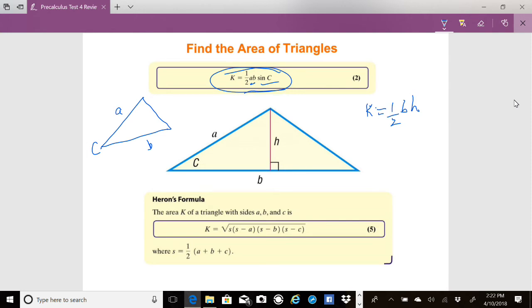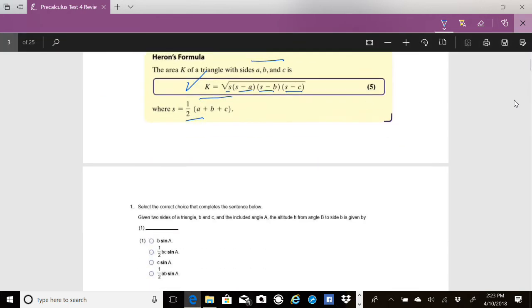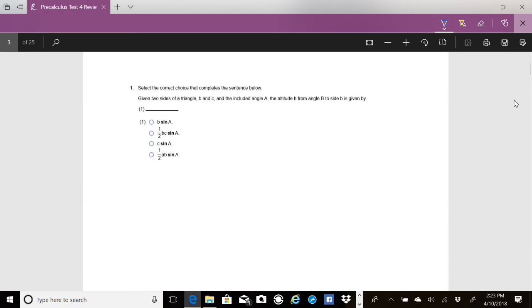Then finally, if you have all three sides of a triangle, you can find the area by this formula here, which is the square root of S times S minus A times S minus B times S minus C, where S is just 1/2 the sum of all three sides. Very powerful formula that was discovered by a person named Heron. So now we're going to start working some problems.